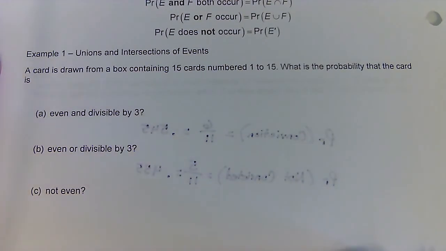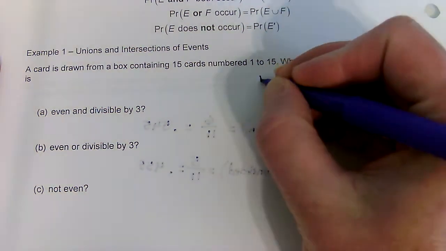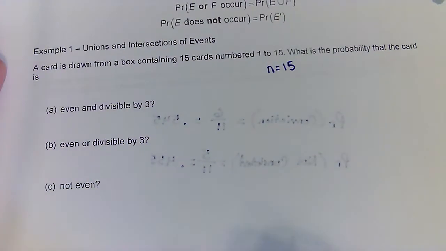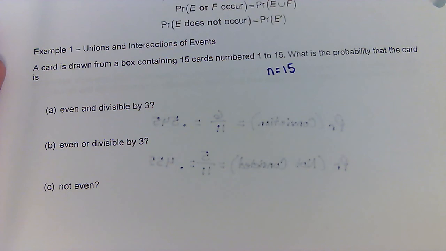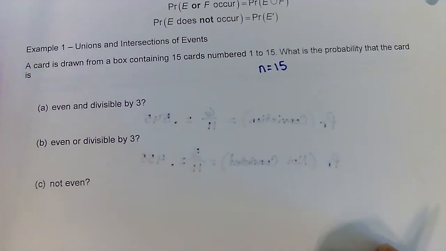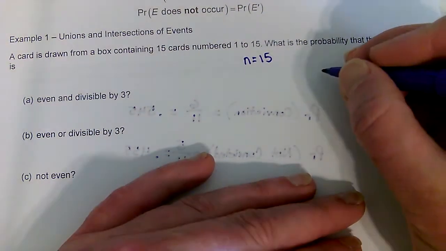So a card is drawn from a box containing 15 cards numbered 1 to 15. Okay, so we know that our sample space is 15 items, all the cards 1 to 15. What is the probability that the card is even and divisible by 3? So it might actually help for us to make a Venn diagram of this one.